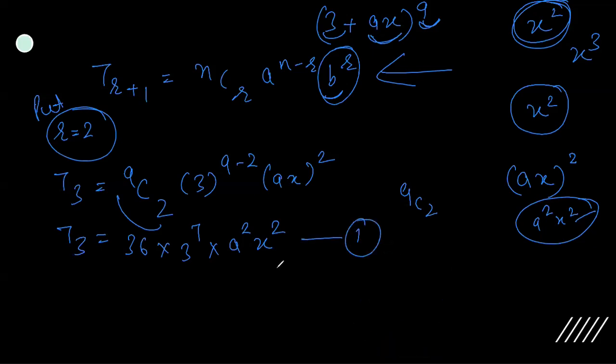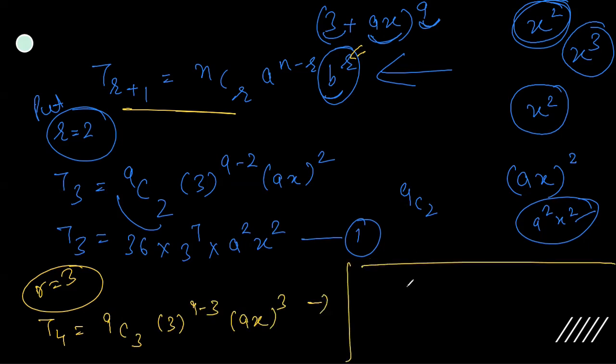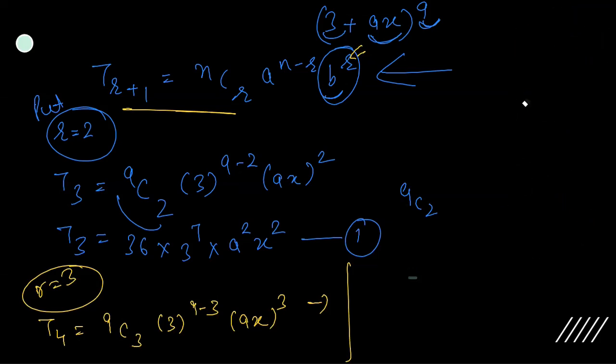This is the first equation I got. Now let's move towards the second equation, where I have to find the coefficient of x cube. I will get x cube when r is equal to 3. So it will become T4, because 3 plus 1 is 4, equals 9C3 times 3 raised to the power 9 minus 3 and (ax) raised to the power 3. Let me rub out something not required so that I can get a proper page.